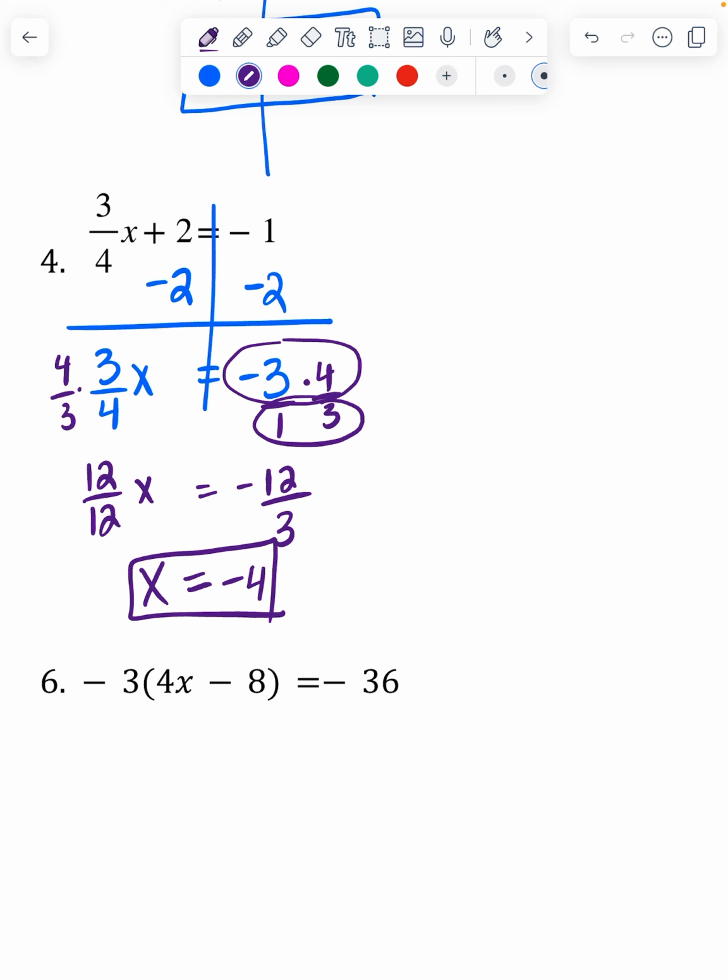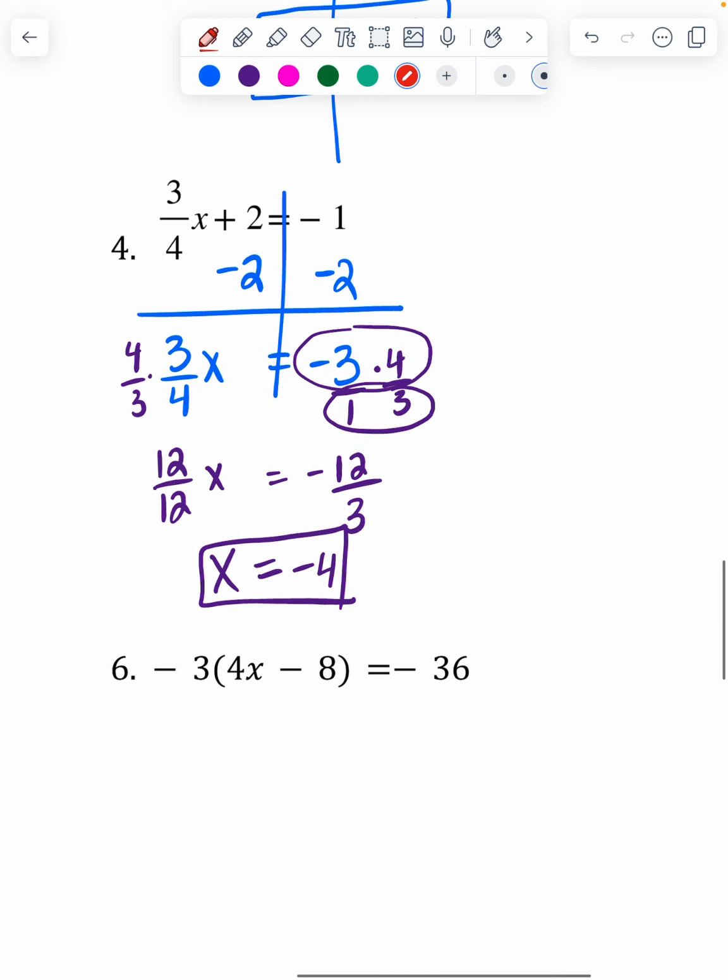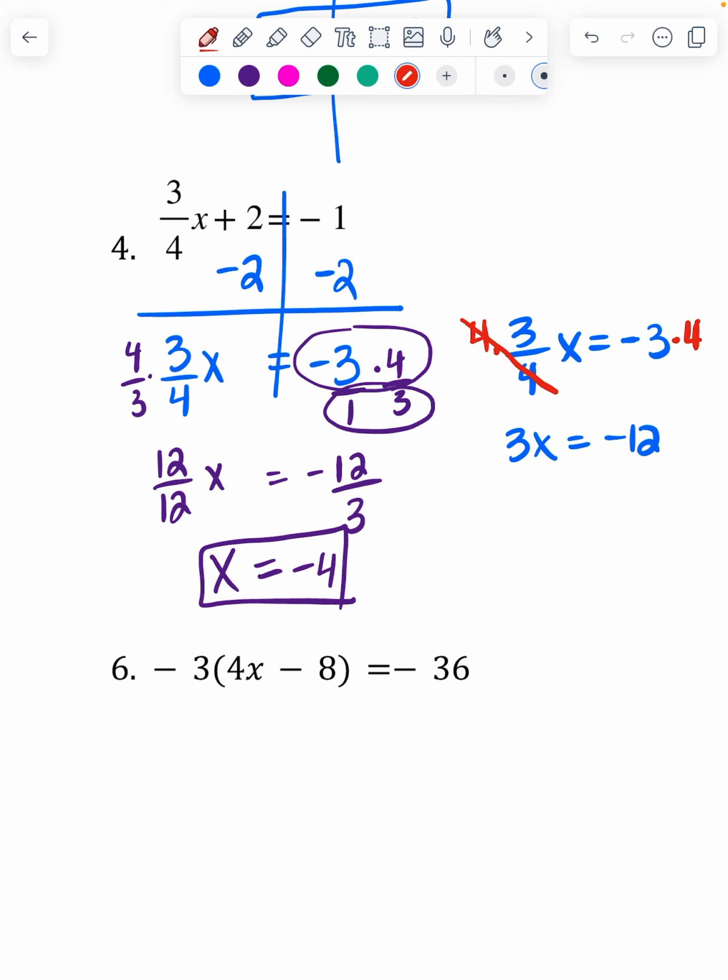You could do this in 2 steps as well. So if you want to go back up to this step, if you did 3/4 x equals negative 3, instead just take and multiply both sides by 4. That gets rid of the divide by 4. So then you get 3x equals negative 12. Then take it a second step and divide by 3. You end up with the same answer. So whatever one you're more comfortable with.